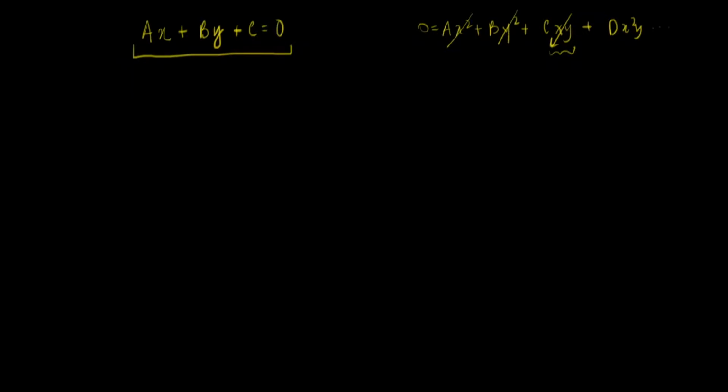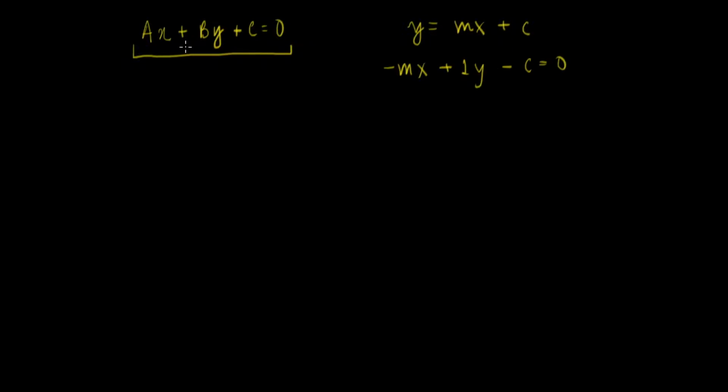Now, one way to see this, let me just get rid of this because this does not pertain to what we're actually studying. So if we actually check our equations of line, like so, y equals mx plus c, you can easily realize that minus m times x plus 1 times y minus c equals 0, which is of the form ax plus by plus c.